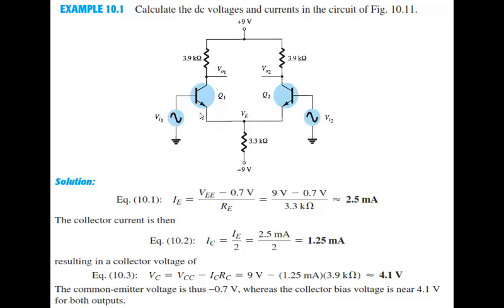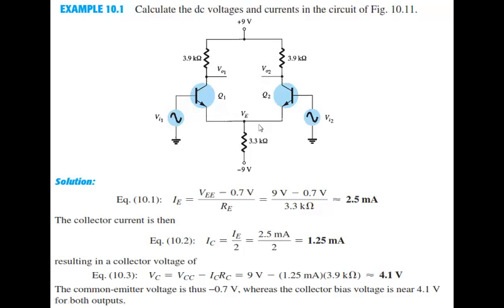So these are the emitter currents and are also equal to the collector currents. The collector current would also be equal to 1.25 milliampere. So if I know the collector current, I can find the collector voltages VC1 and VC2. VC1 and VC2 are equal, so they would be equal to VCC minus IC into RC, and VCC is 9 volt minus IC into RC, where RC is 3.9 kilo ohm, would result in 4.1 volts. So collector voltage would be at 4.1 volts.